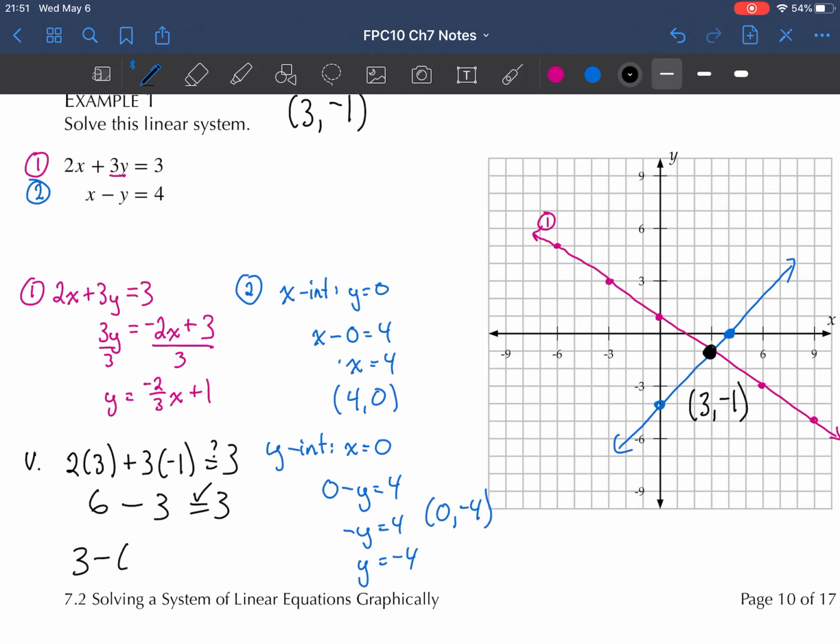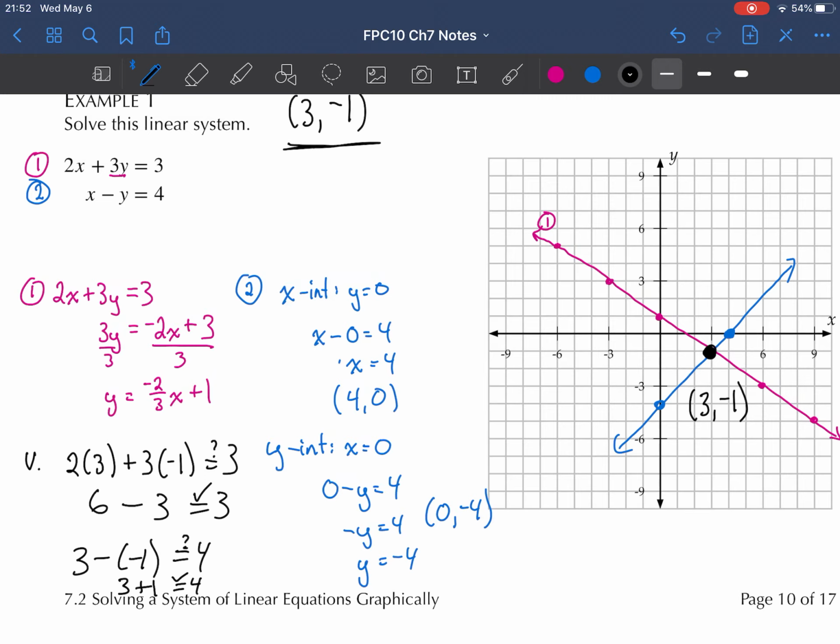3 minus negative 1, does that equal 4? And that becomes 3 plus 1, and that does equal 4. So it verifies out. To verify, we just put it into our two equations and see if it works. So the solution to this system of linear equations is the point 3, minus 1. That x value and that y value solve both equations.